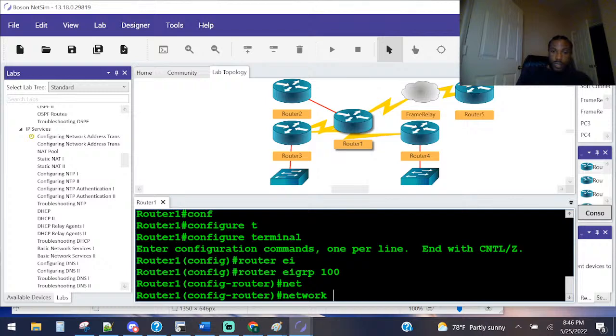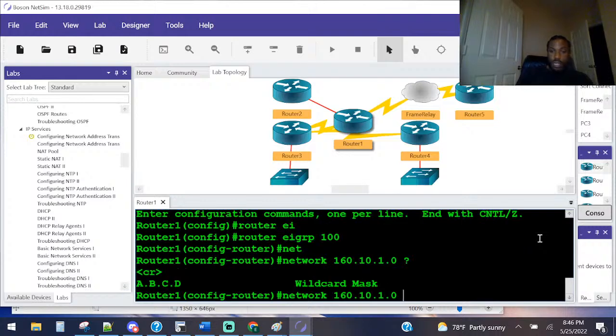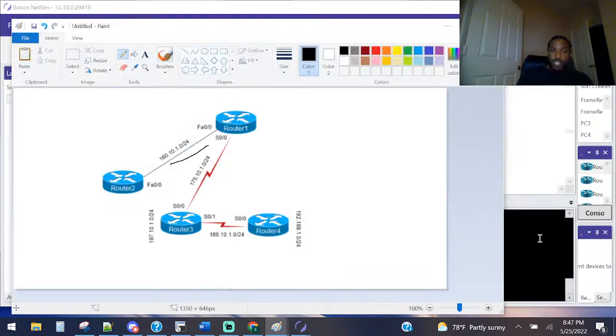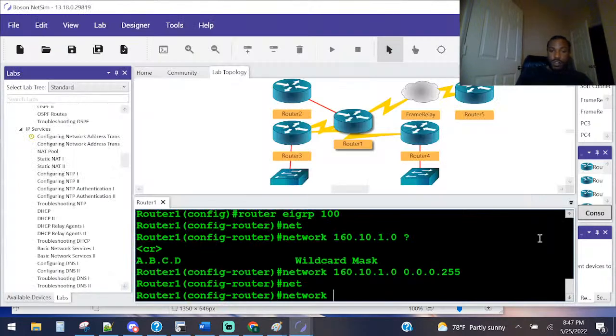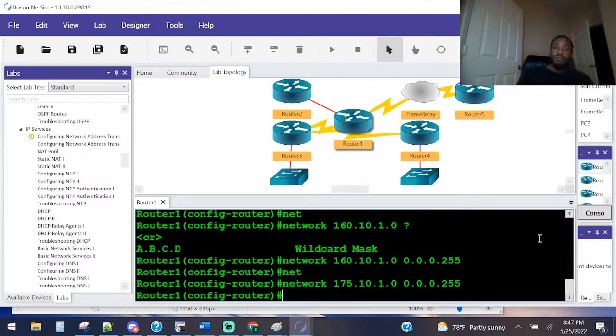So network, right? 160.10.1.0, and then I believe it's the wildcard mask, so it's 0.0.0.255, and the other network is the 175.10.1.0 network. So we need another network, 175.10.1.0. That is also a /24 subnet mask, so 0.0.0.255. Okay.